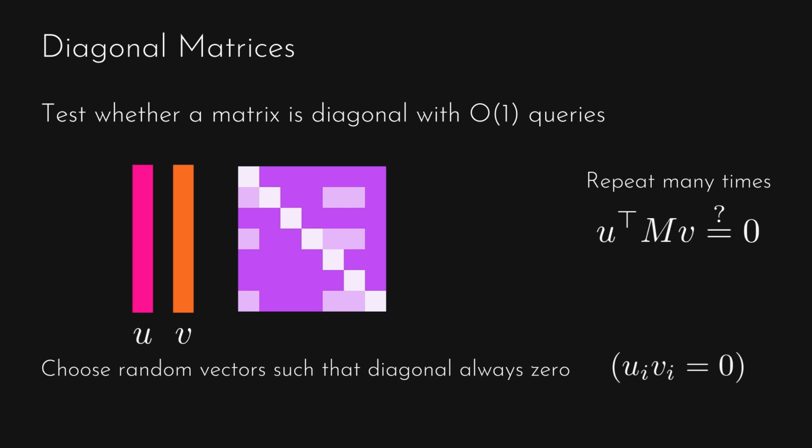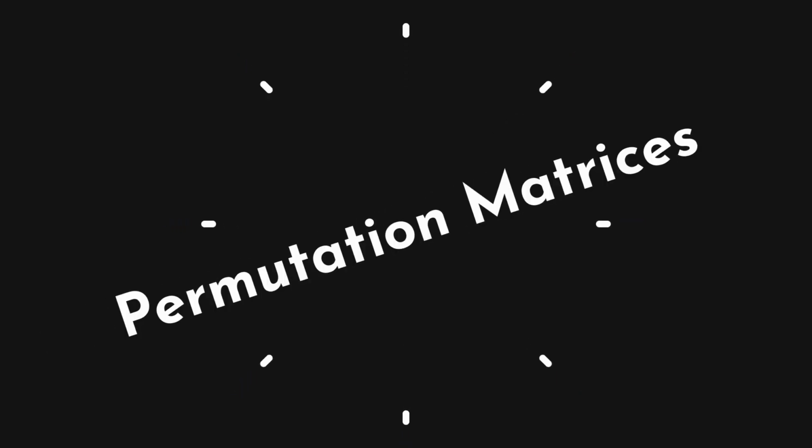And if we repeat it enough times, we can increase the success probability as high as we'd like. It's a pretty simple algorithm, and it shows how UMV queries being global and touching a lot of the matrix can be very useful. Next, I'll show you how to use a similar idea for permutation matrices.